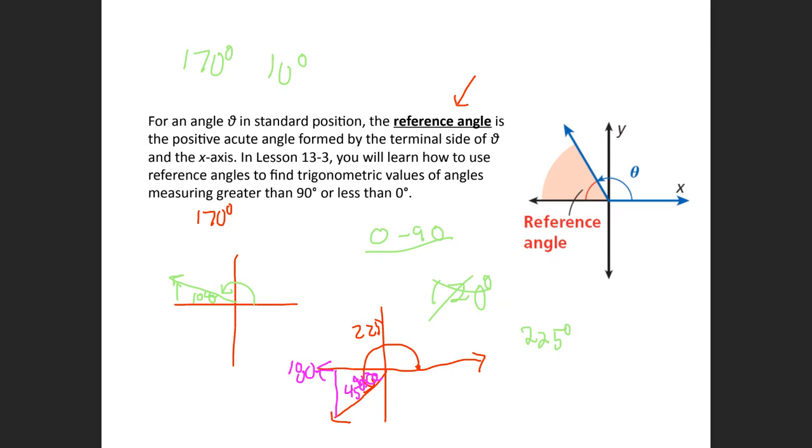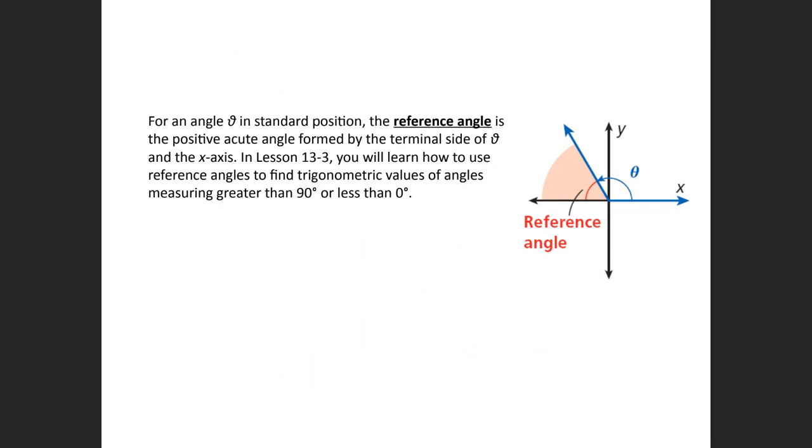Allison, I would go, because it went to 180, so I'm going back to 180, so I would have just done 225 minus 180. That would have given me my reference angle. Okay, let's try one more, because it's very important.